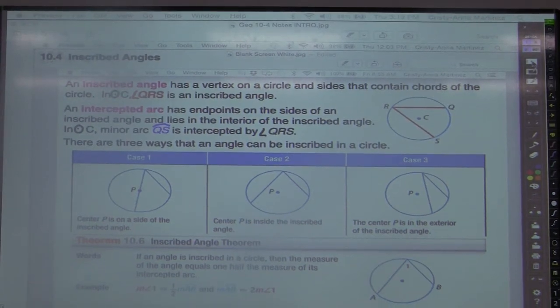Hello there, this is a geometry video. It is chapter 10, section 4, and today we are discussing inscribed angles. And so to get started, we have some vocabulary for you.